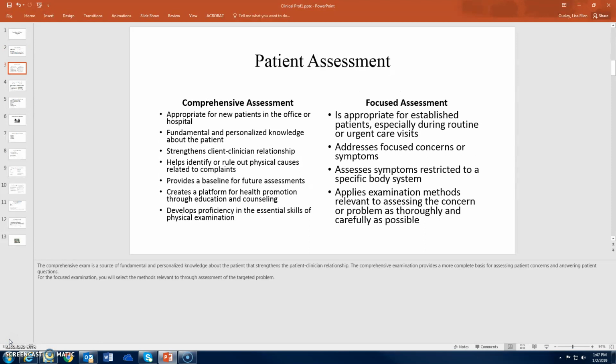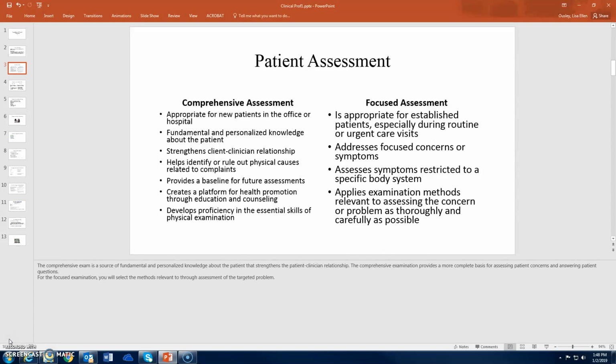At the outset of each patient encounter, you'll face common questions like, how much should I do? And should my assessment be comprehensive or focused? So for patients you're seeing for the first time in the office or the hospital, you'll usually choose to conduct a comprehensive assessment, which includes all the elements of the health history and a complete physical exam.